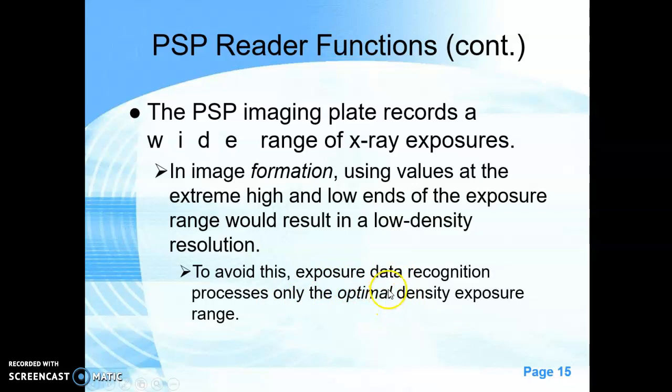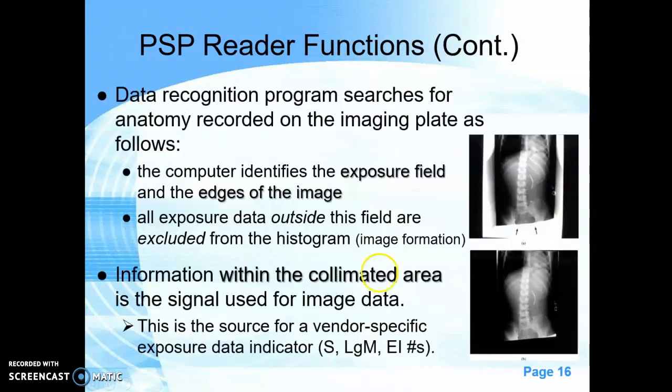And it knows how to do that based on information that has been programmed into the system. So data recognition programs, again, recognize the anatomy. They find the edges of the collimated border, and they exclude the information outside of this collimated border. Everything within that collimated border then is used to form the histogram. Information within the collimated area is what we use to form the image.